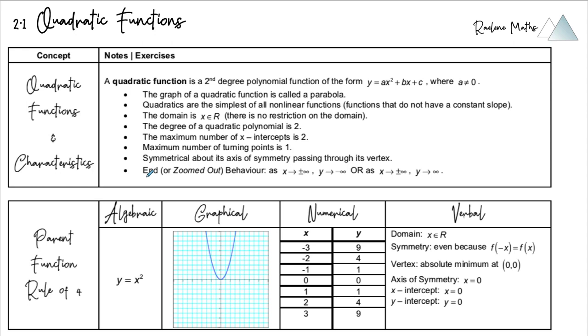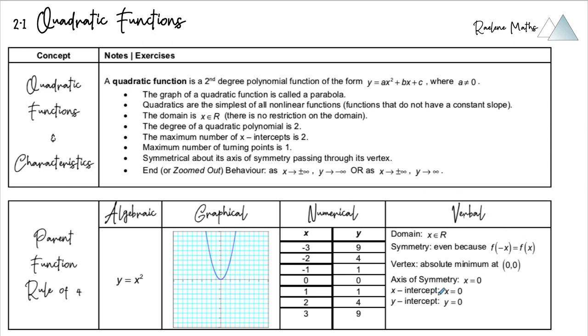And lastly, we'll talk about the end behavior or the zoomed out behavior. So the zoomed out behavior talks about as x approaches negative infinity on the left or as x approaches positive infinity on the right. For a concave up parabola, when a is positive, as x goes to the left or to the right, y will go up. And that's indicated by this set of limit notation or approaching behaviors here. But for a concave down parabola, as x goes to the left, y goes down, and as x goes to the right, y goes down. So for a polynomial of even degree, the two ends will either both go up or both go down.